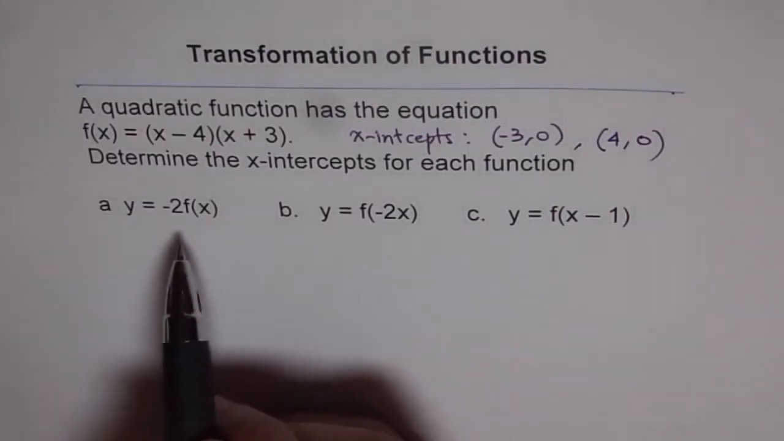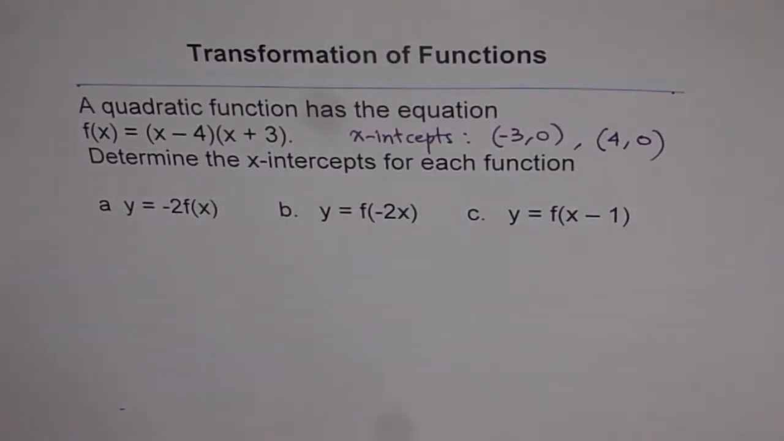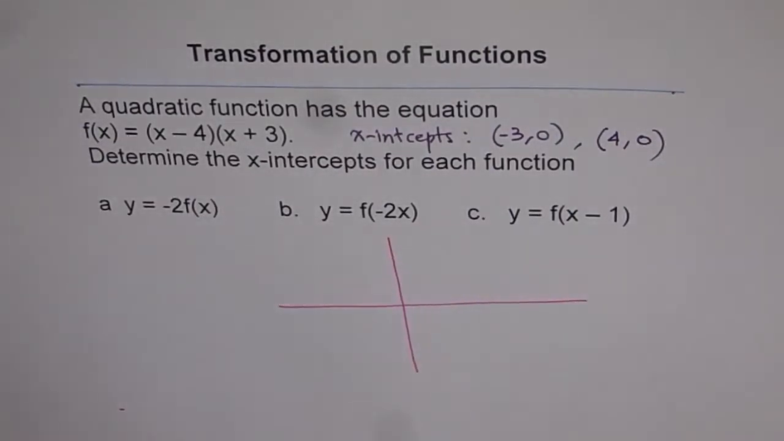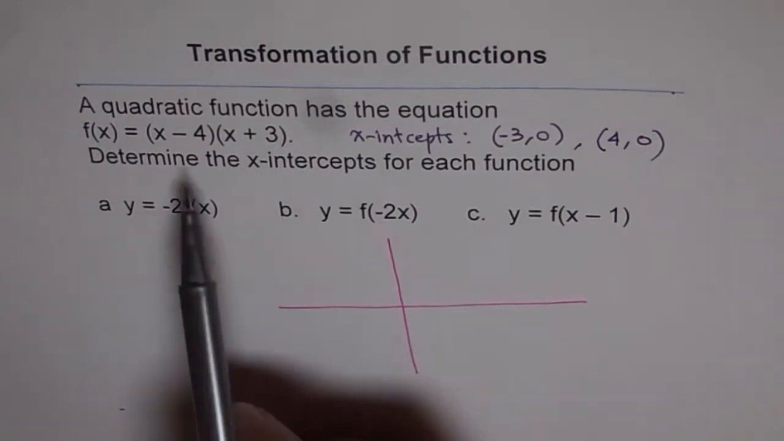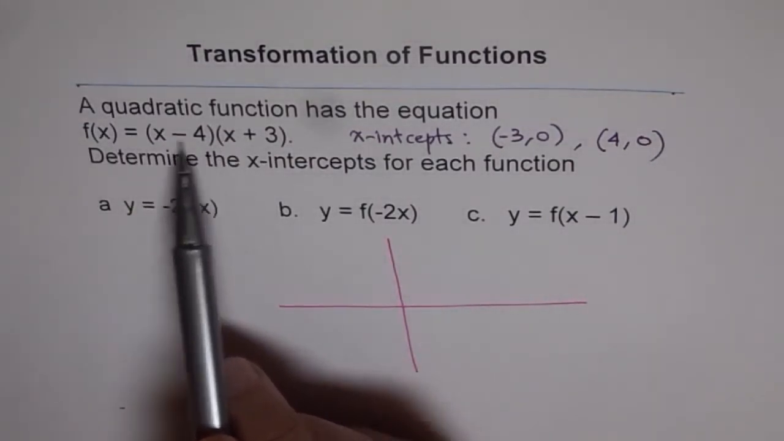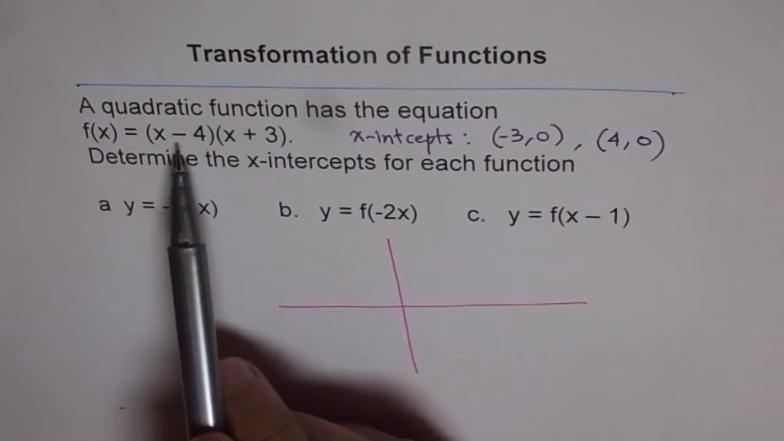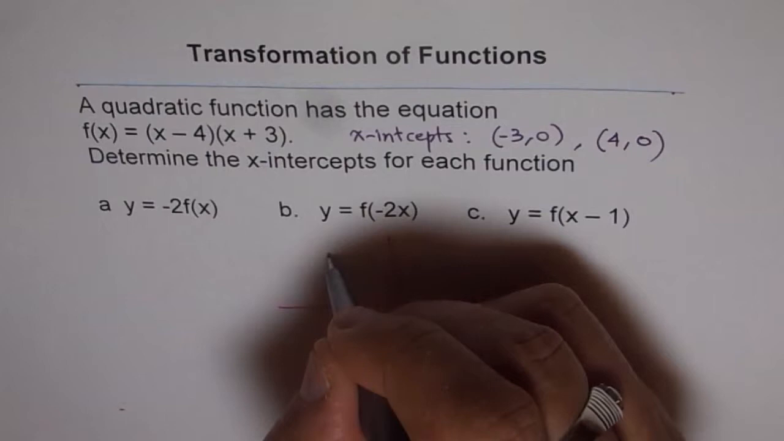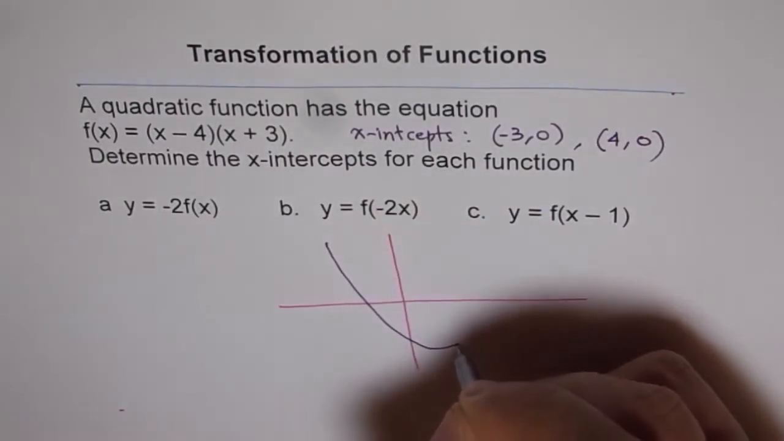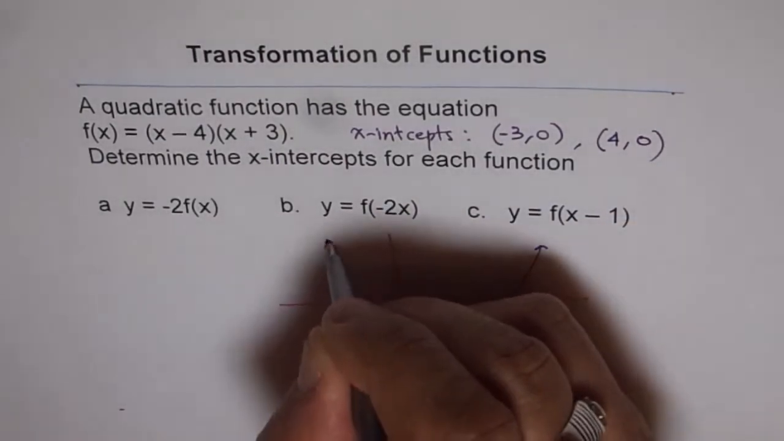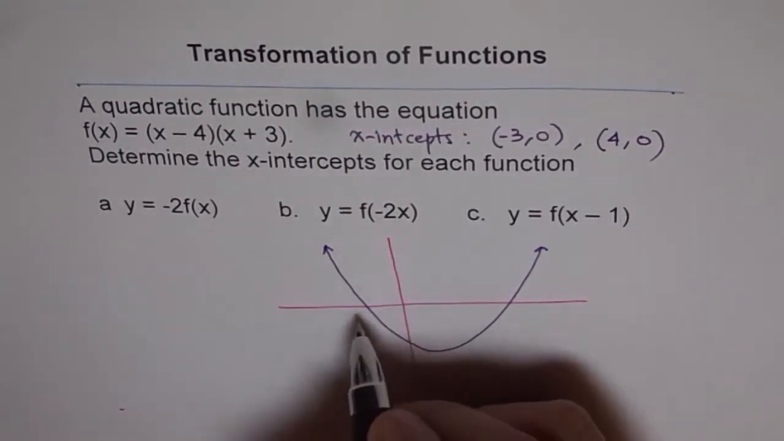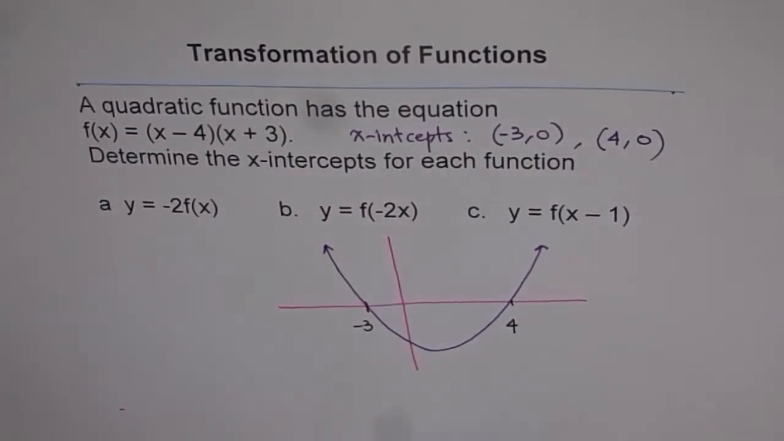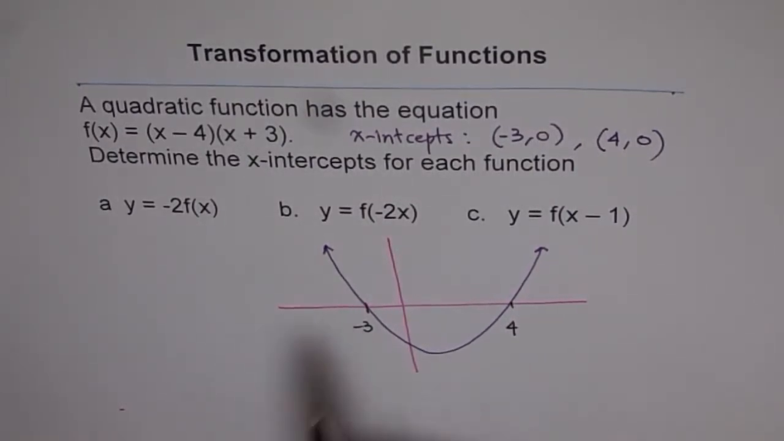Now let me show you with the help of a diagram. So when we transform the function, how does it look? This is a function which is opening upwards, a quadratic parabola with two x-intercepts, one at -3, the other one at 4. So we can draw a parabola kind of like this. Approximately, this may reflect the situation. And this point is -3 for us, and this is 4 for us. Now one by one, let's look into the transformation.